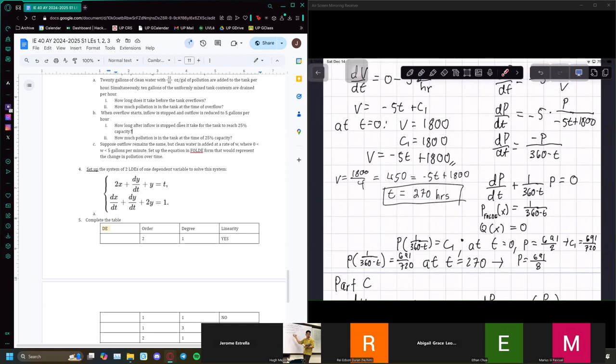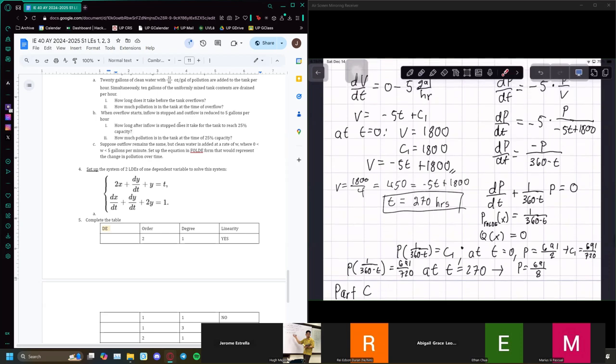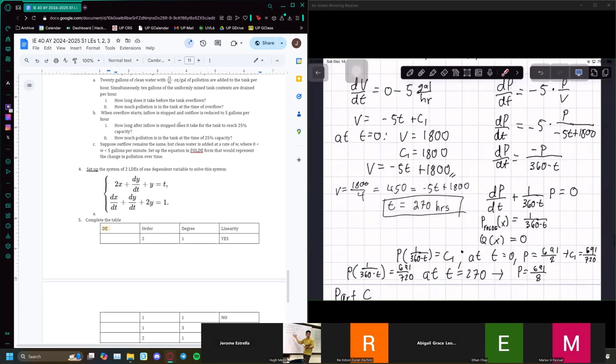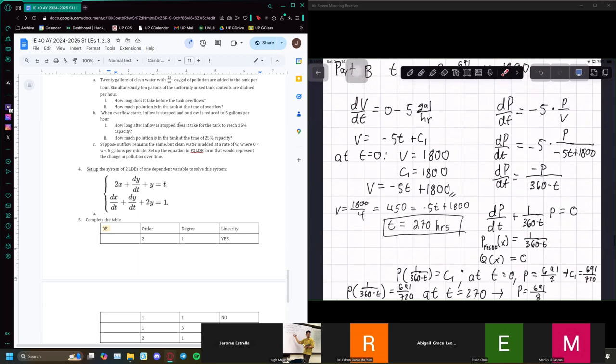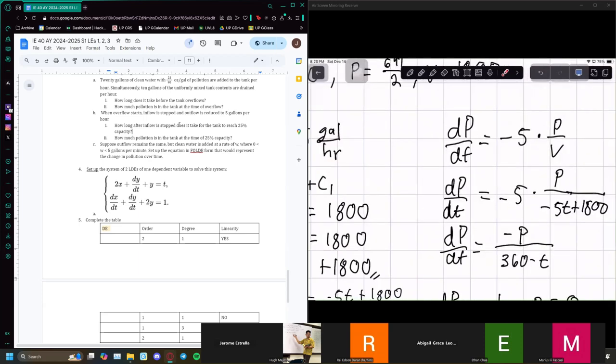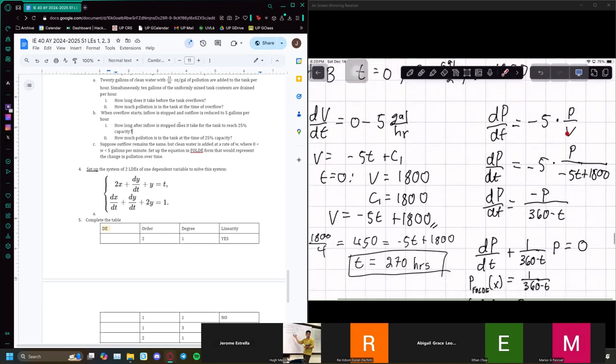Moving on to the next subparts. How much pollution is in the tank at the time of 25% capacity? So same procedure, dP over dt, there's no inflow again. So it's just negative 5 times the concentration of pollution in the entire tank, which is P over V. So again, we're going to replace V with V as a function of time. So it's going to become negative 5 times P over negative 5t plus 1,800.